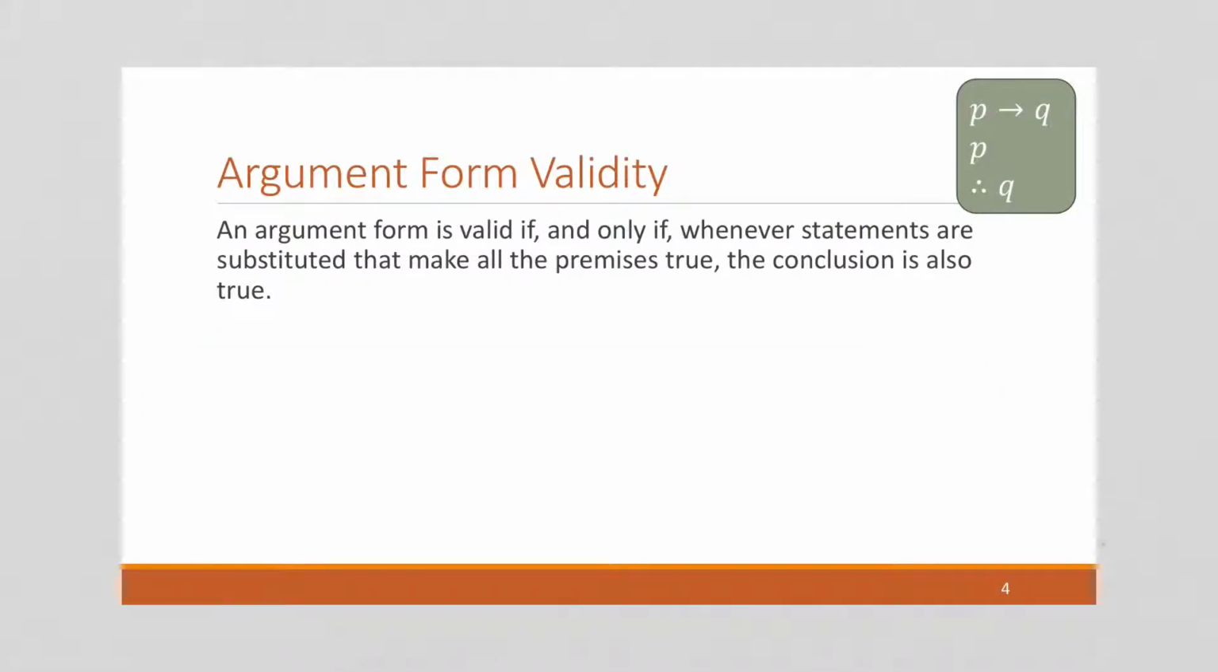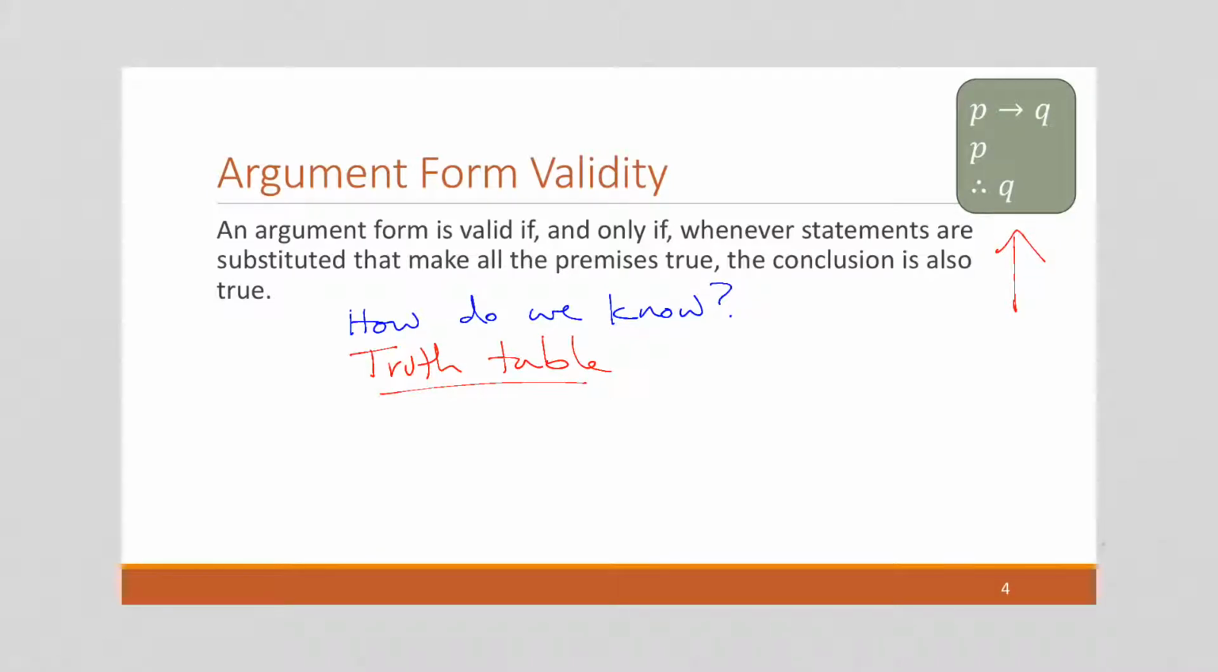So let's take a look. We say it's valid if and only if whenever statements are substituted that make all the premises true, the conclusion is also true. Well, how do I do that? So how do we do this? We can do this with a truth table. So what we're going to do is we're going to draw a truth table out for this argument, and we're going to identify something called a critical row.